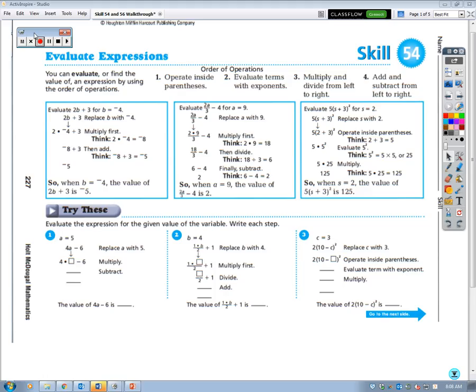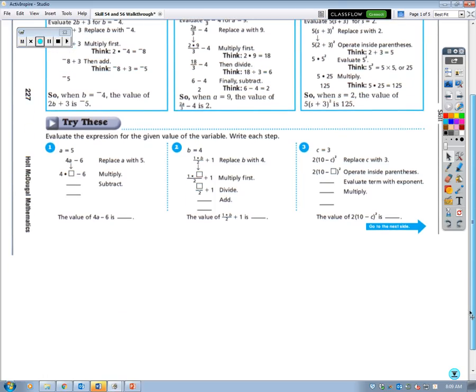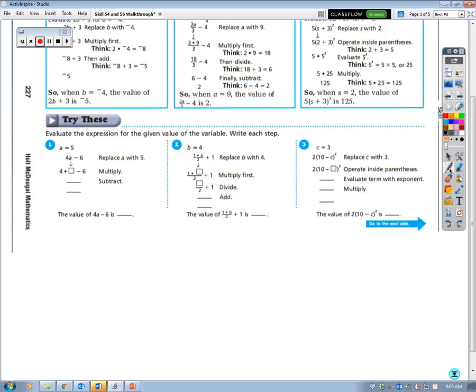So if we look here, I'm just going to skip these. I'm going to jump down to Try These number 1. Evaluate the expression given the variable and write each step. You know that these little squares, if they are too small for you, not enough space, you can of course write that information down below where you can see things better. For me, I'm going to write this down below so you can see it a little bit better, okay? So we've got the equation 4a minus 6, and a is equal to 5.